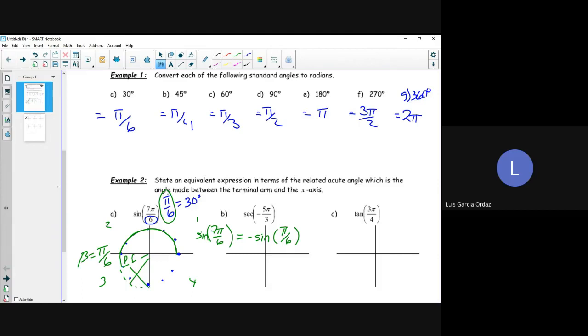For those 90, 180, and 270, in the unit circle, if it hits 90, the x value is 0 and the y value is 1. So that would represent pi over 2. 180 is negative 1 and 0. 270 is 0, negative 1. And then 0 or 2 pi is 1 and 0, sorry.